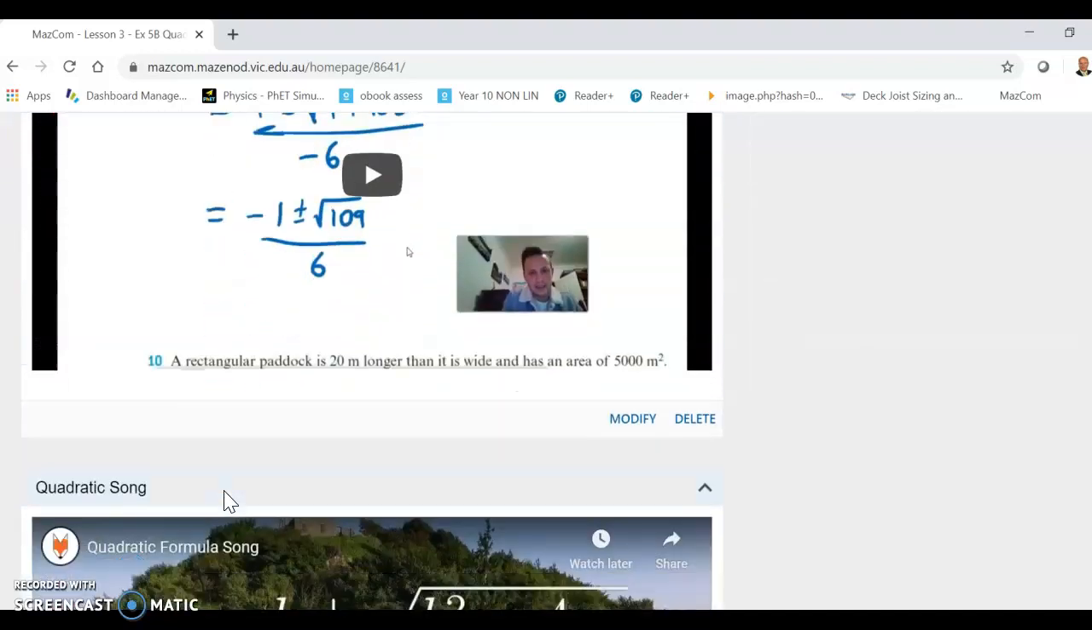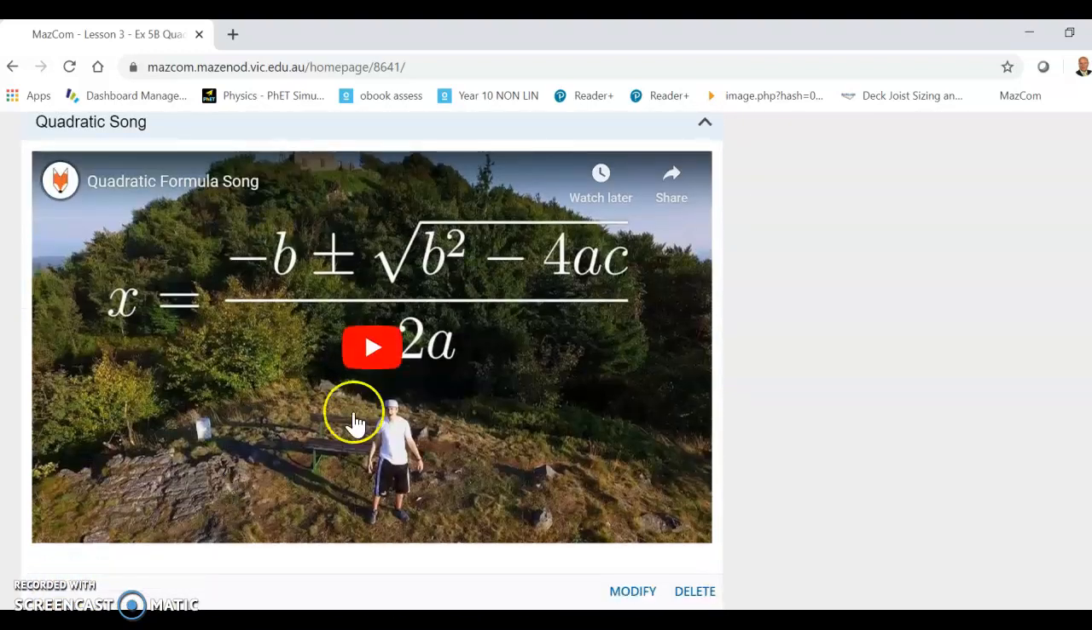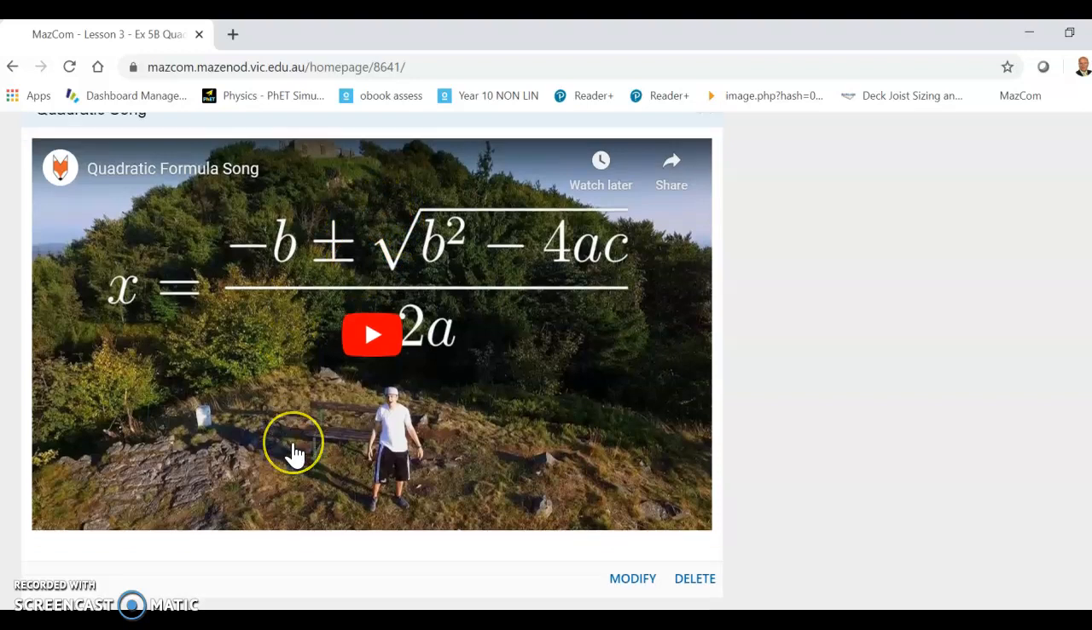As I say, it's easy to remember, especially when you have this quadratic formula song, which actually focuses on that. So minus b plus or minus the square root of b squared minus 4ac, over 2a. And be careful, there's a couple of tricks. When you want to cancel the 2, you must cancel with both that and the constant that might be out the front here.